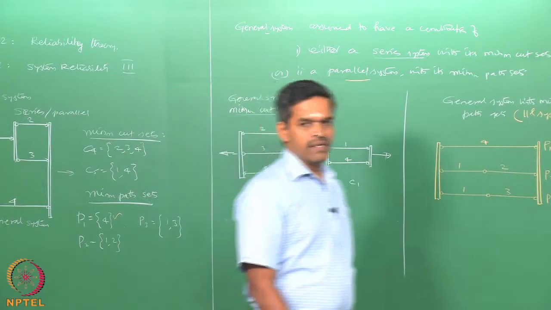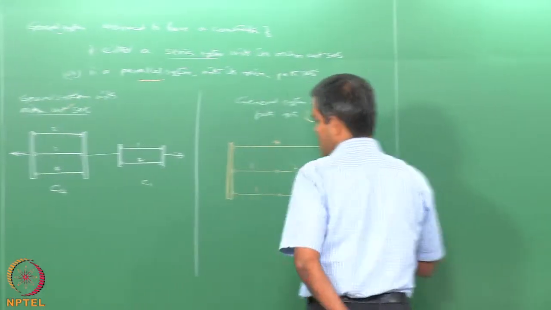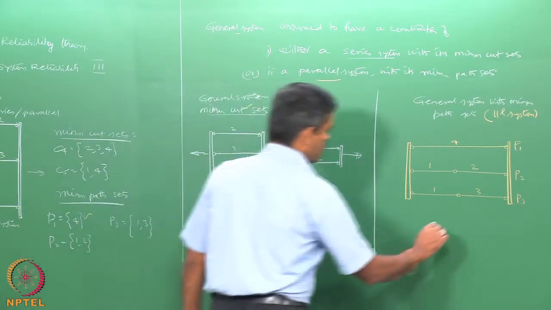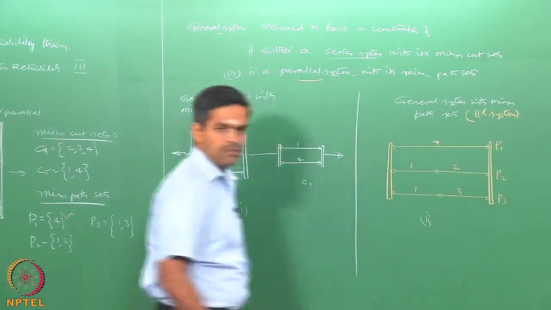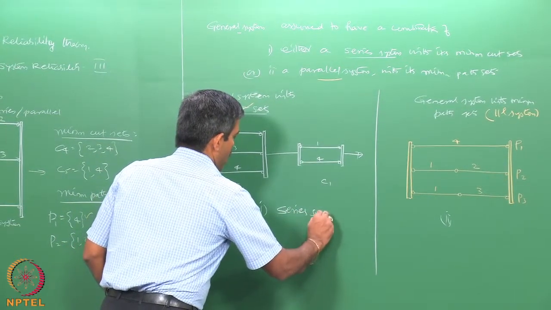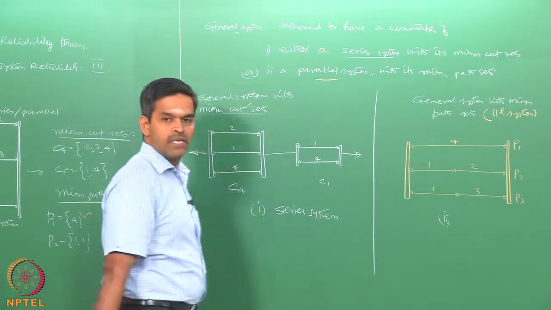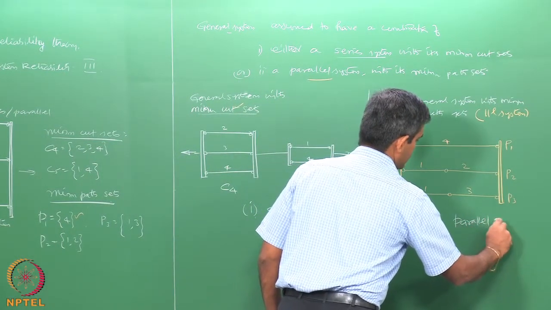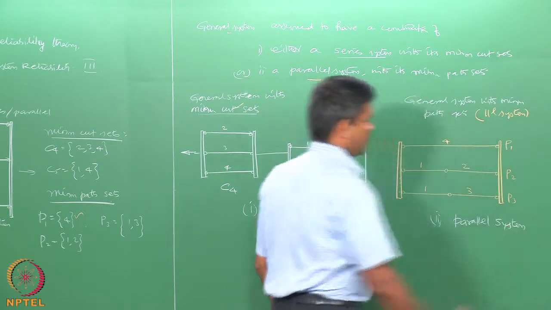So, now interestingly, I call this figure number, let us say 1 for our understanding, and 2. This is a series system, and this is a parallel system.